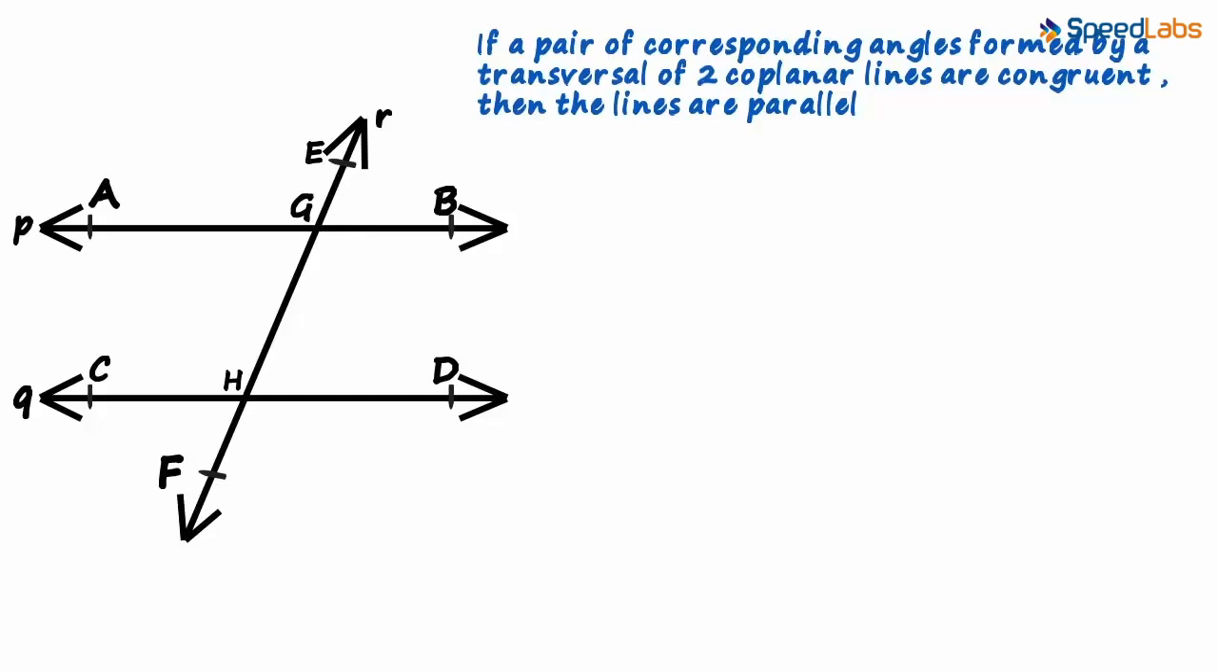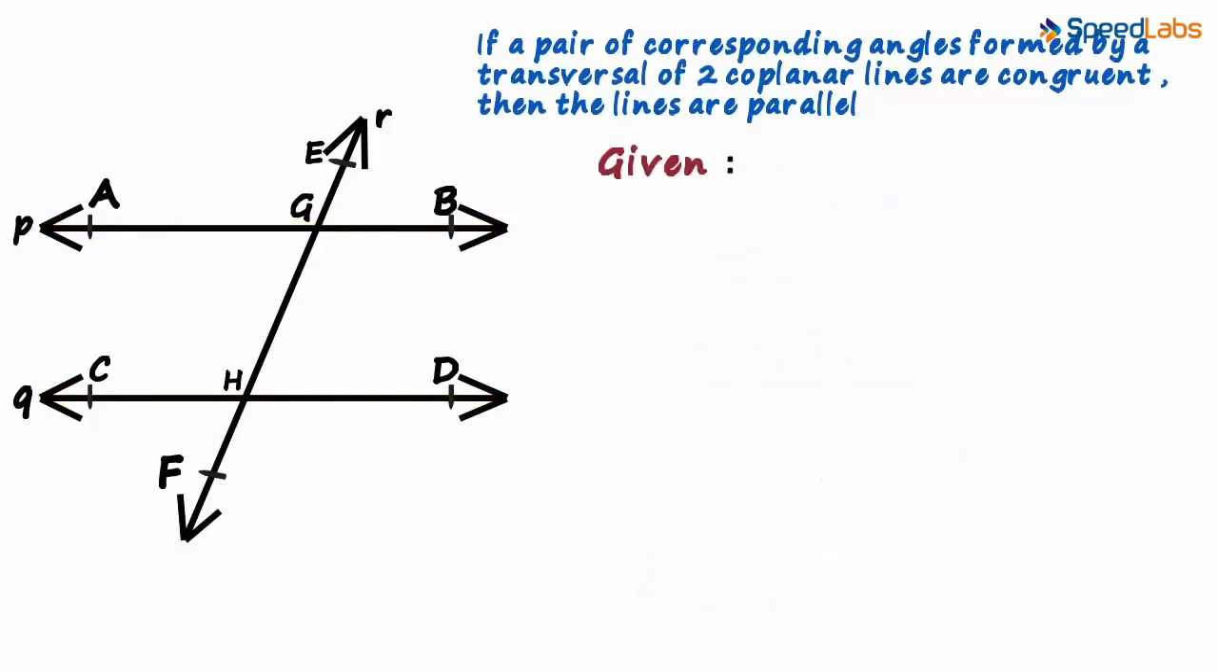We have four pairs of corresponding angles formed: EGB and GHD, EGA and GHC, AGH and CHF, BGH and DHF. If any one of these pairs is equal, then the lines P and Q will be parallel. The proof of corresponding angles test is really simple.